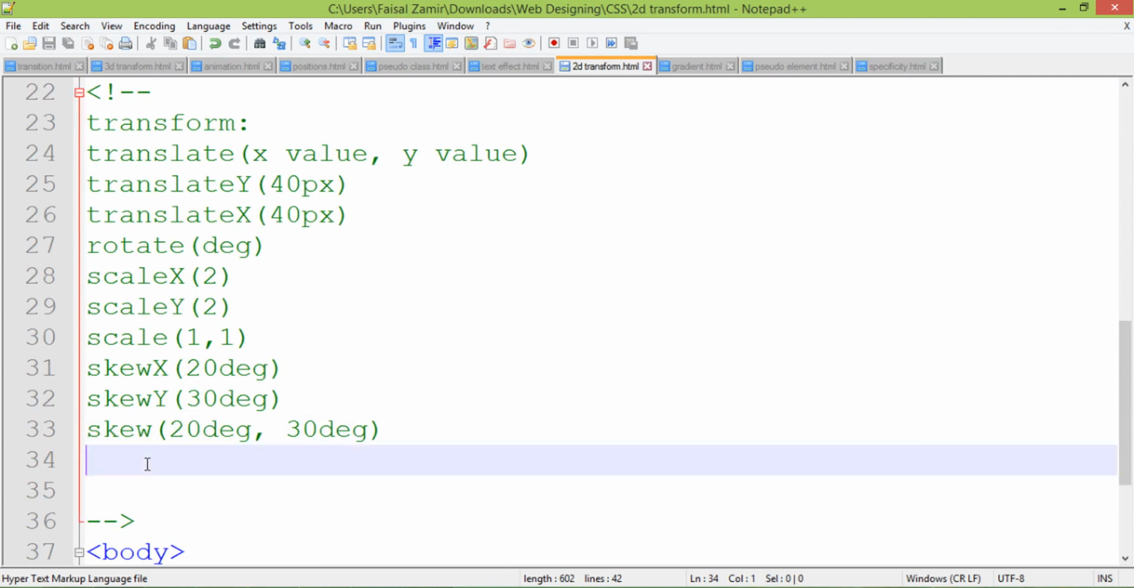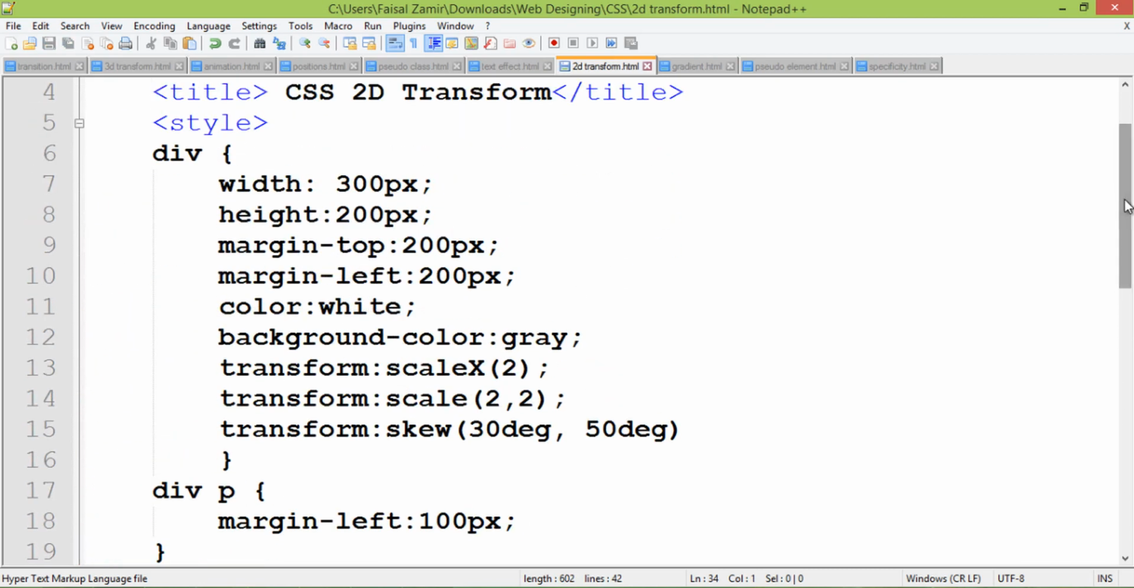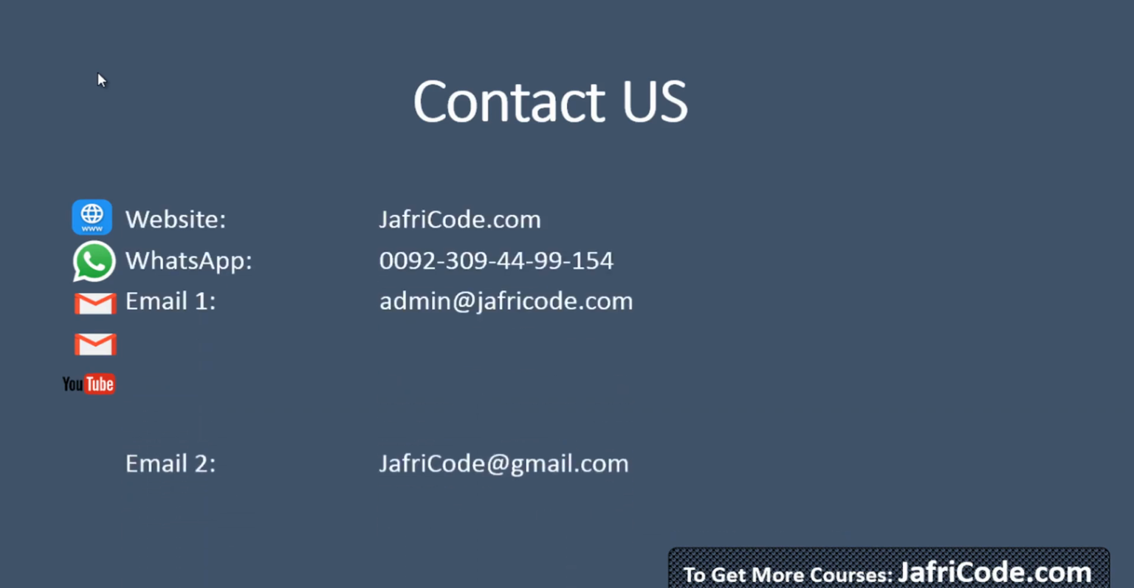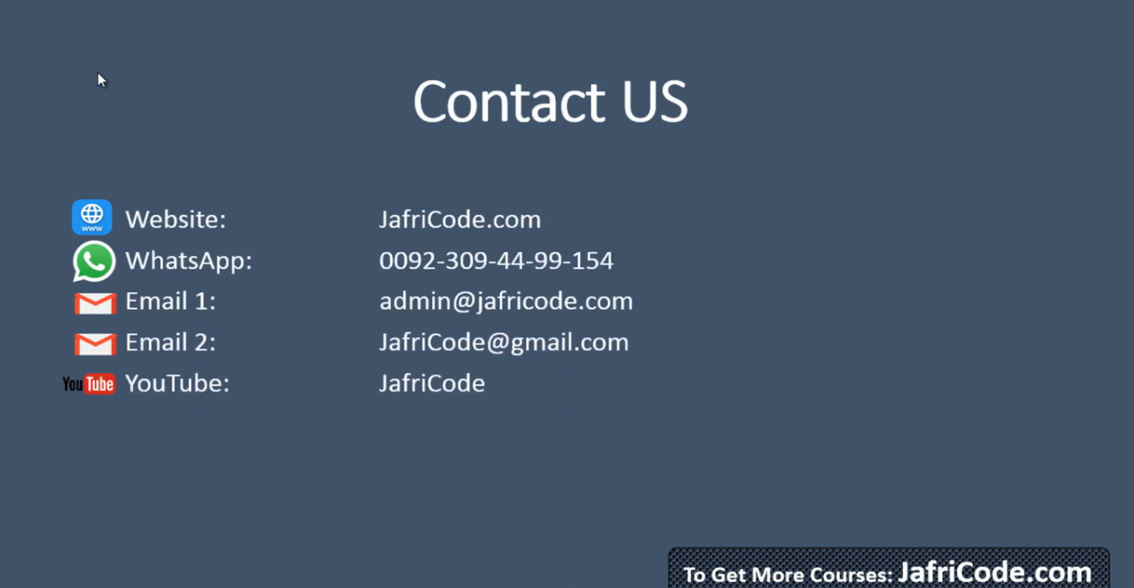Another value is matrix. This is a shorthand property. About matrix we will discuss in a later class. You should be clear on each and everything. Anyhow, if you have any question or any problem, you can discuss with me without any hesitation. Thank you.